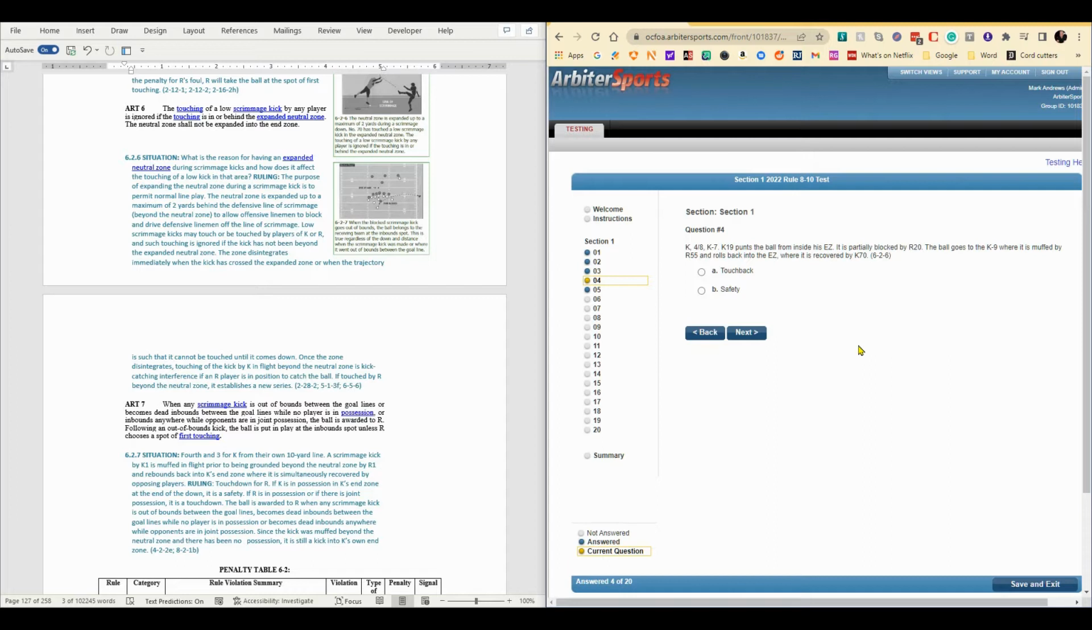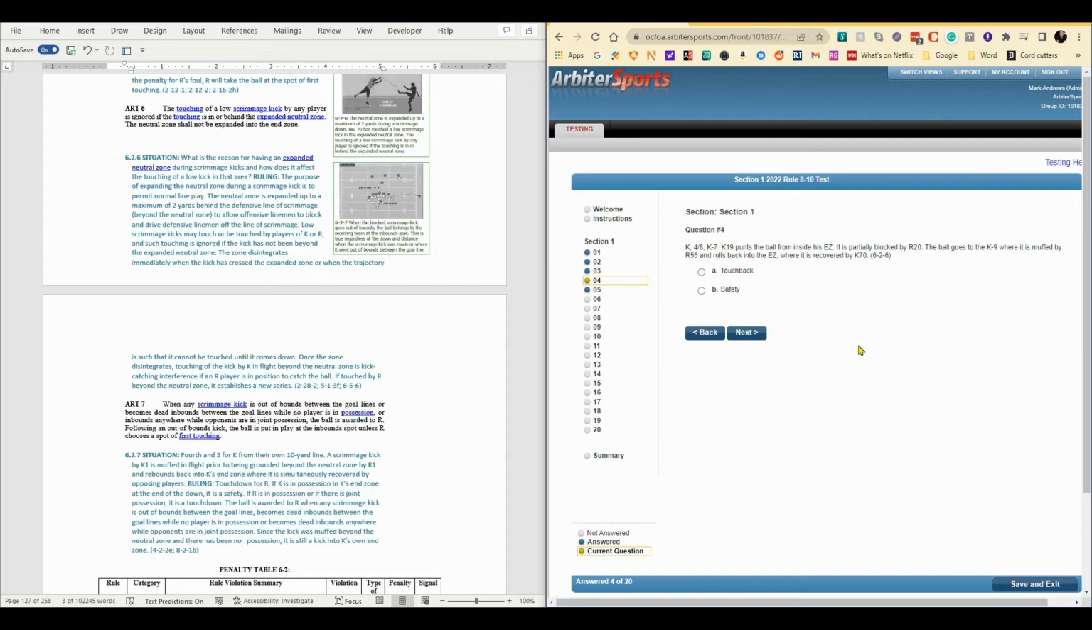Now, this is a trick question, guys, and I don't want you to misunderstand this. So 6-2-6 says the touching of a low scrimmage kick by any player is ignored if the touching is in or behind the expanded neutral zone. Okay, so we know that that first partial block, we're going to ignore as not going to consider it a touch, because in other words, if K recovered it, they're not going to get the ball because it was partially blocked. Now the second one, that one should give K the ball if K recovers it, except that this guy is standing at the K9, which is still in the expanded neutral zone.